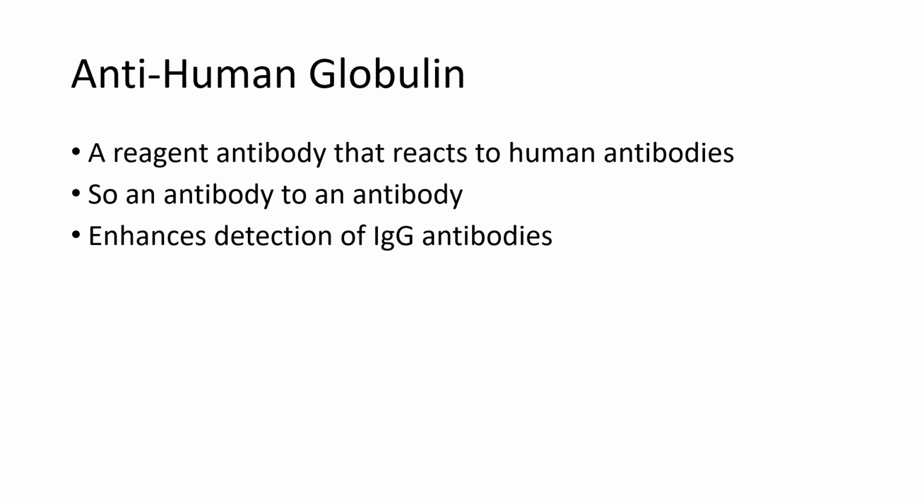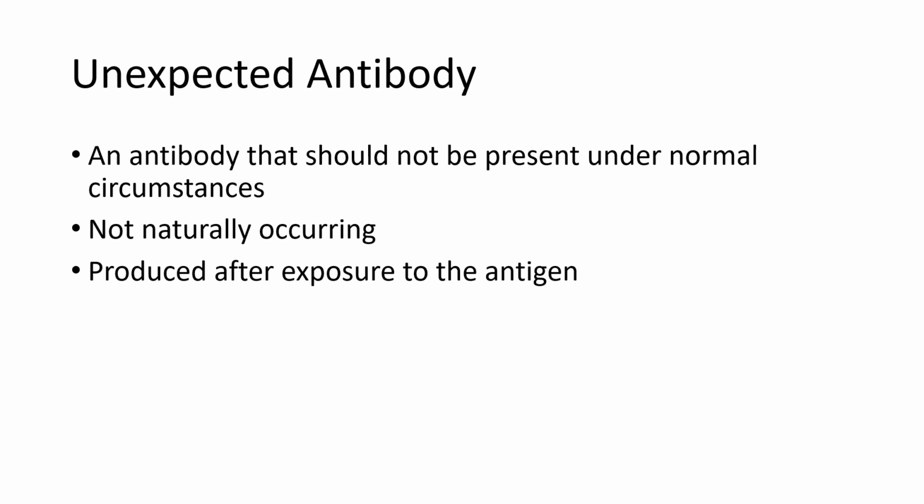Anti-human globulin: a reagent antibody that reacts to human antibodies, so an antibody to an antibody, which enhances detection of IgG antibodies. Unexpected antibody: an antibody that should not be present under normal circumstances. It is not naturally occurring, and is produced after exposure to an antigen.